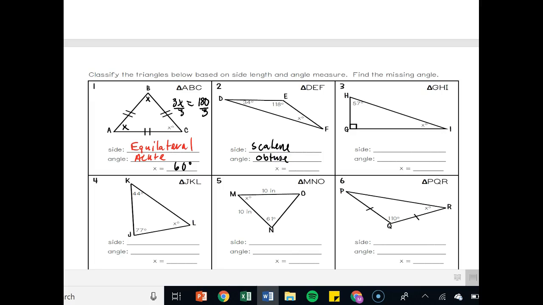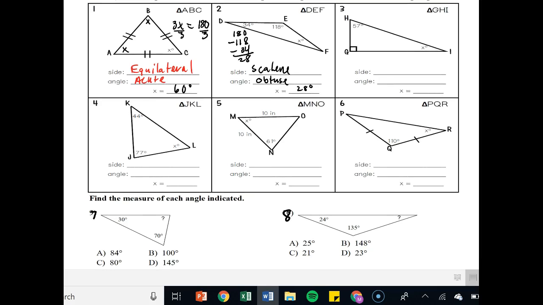And then if I wanted to solve for x, I'm just going to say, hey, all the angles have to add up to 180 degrees. So 180 minus 118 minus 34. And when I do that, I get 28. So 28 degrees. Okay. I'm going to allow you to solve the remaining ones.